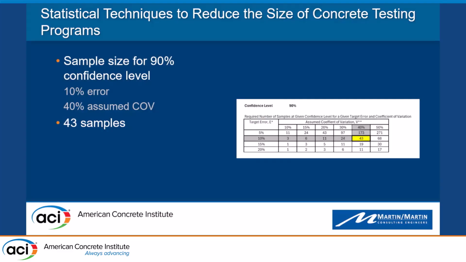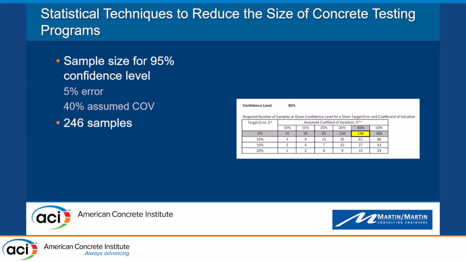If I bump that up to 90% confidence level, because this is post-tension reinforcing that we're talking about, same thing, 10% error, 40% assumed coefficient of variation, now we're at 43 samples. If I say, post-tension is pretty scary, and I really want to have good numbers for my owner, 95% confidence level, 5% error, 40% assumed coefficient of variation. Now I'm looking at 246 samples.